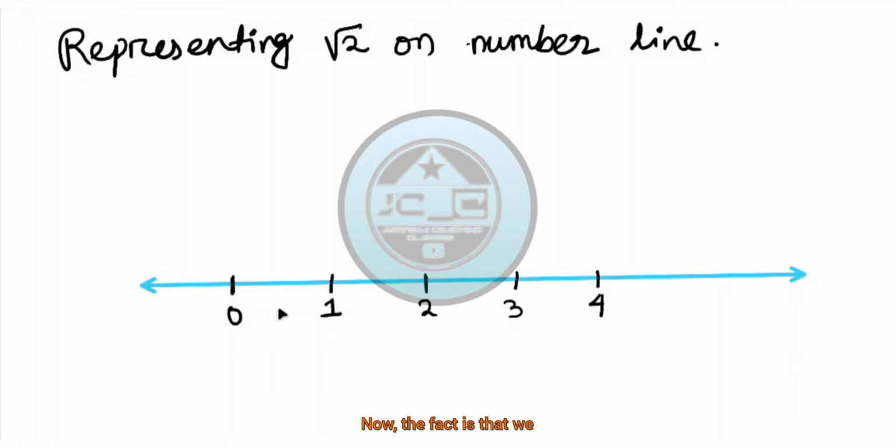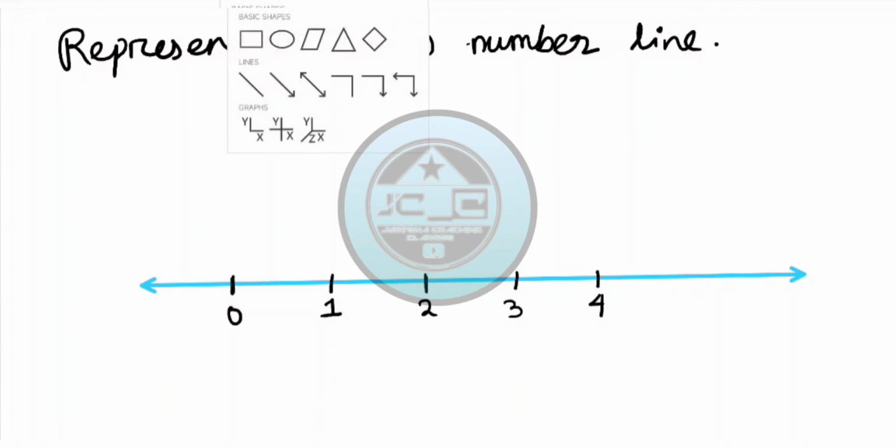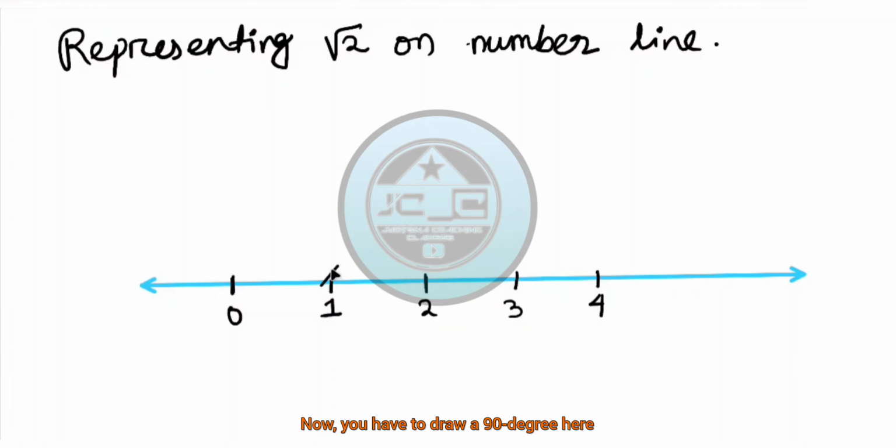Now the fact is that we have to draw a right triangle in which the base is 1 unit and the perpendicular, the height, is 1 unit. So in order to do that, simply you take this as 1 unit, the base, right? And here you have to draw a 90-degree line, right? So a 90-degree line you have to draw here.